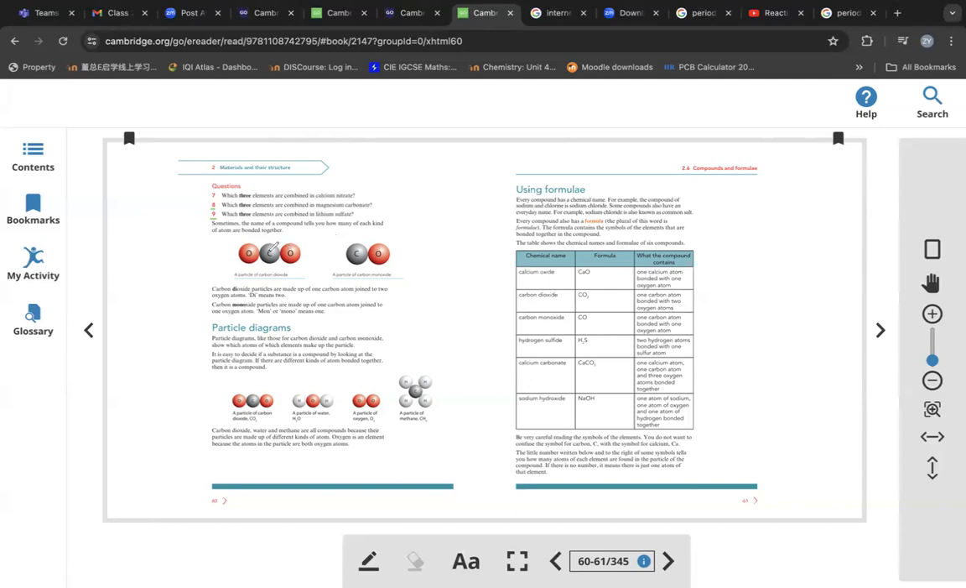So far, okay? Sometimes the name of the compound tells you how many atoms are joined together. For example, because of 2 oxygen, they name it di, so this one is called carbon dioxide. If they say one, it means mono, so carbon monoxide. So 3 is trioxide. You can highlight this: di means 2, mono means 1, tri means 3.